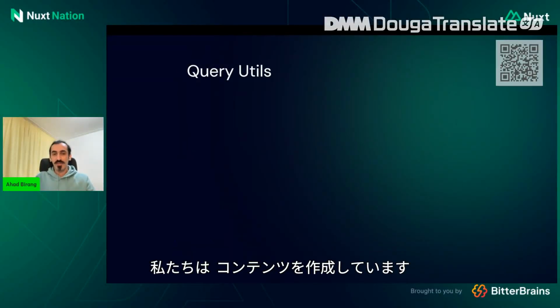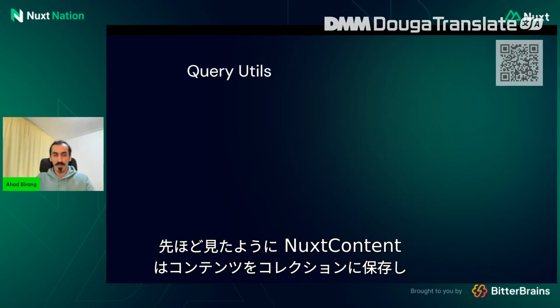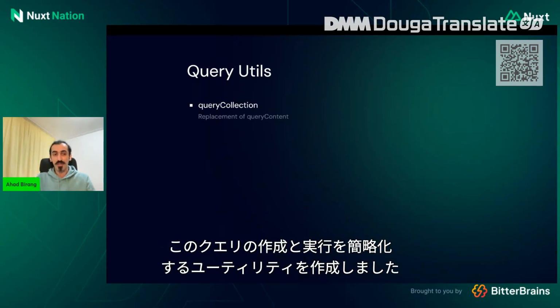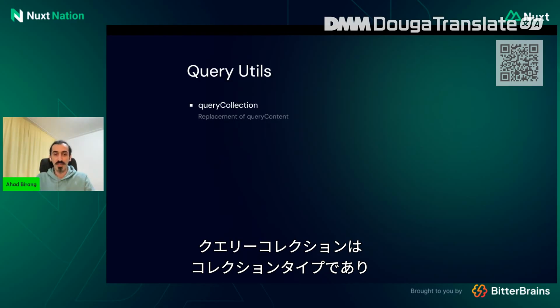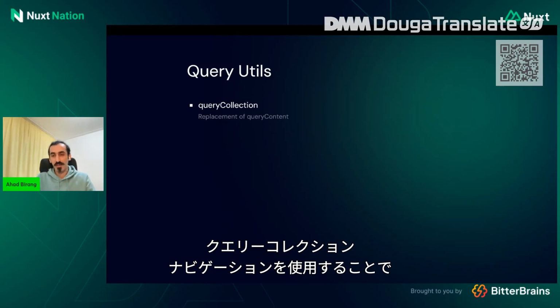Next, let's talk about some utilities we created in Content v3. As we saw before, Nuxt Content stores contents in collections and uses a relational database under the hood to do so. We created a utility to simplify this query creation and execution. queryCollection is aware of the collection type, and the result is fully typed.